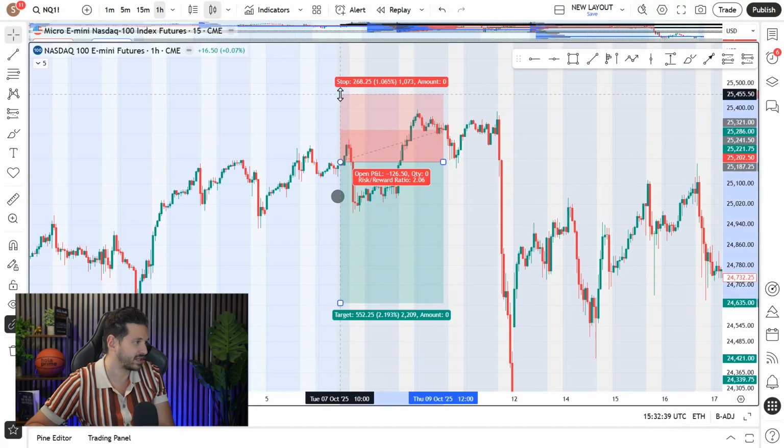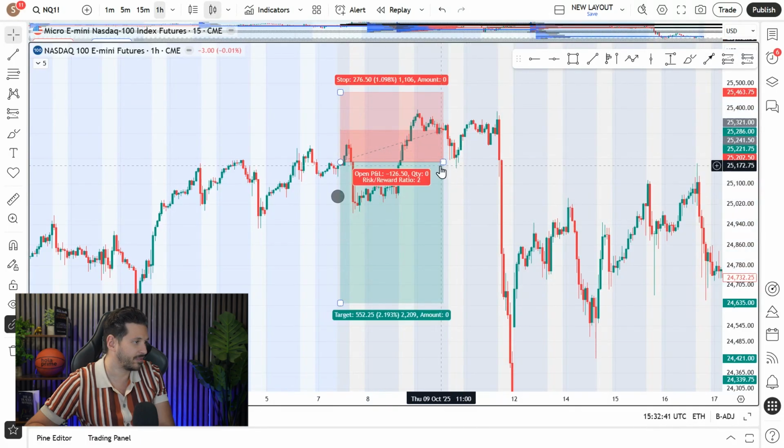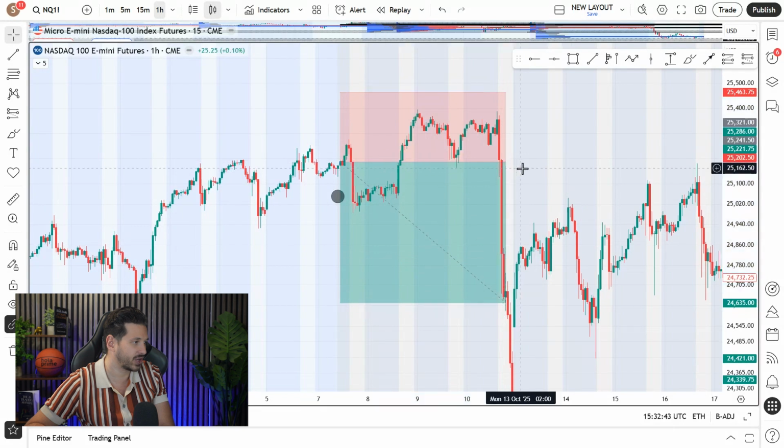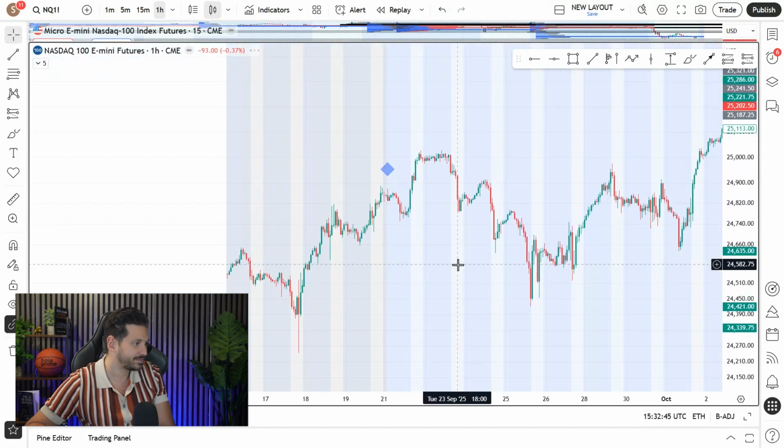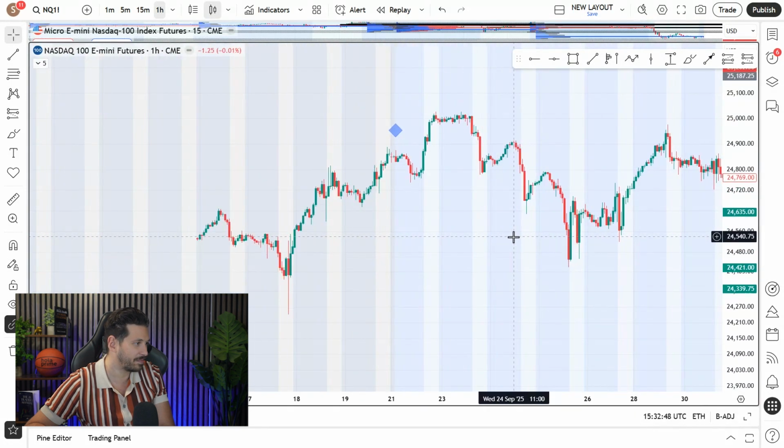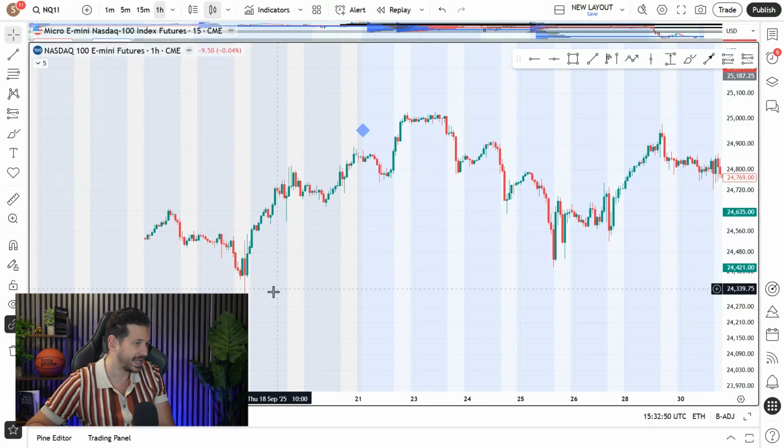Either way, I can see it's fine. That would have been quite a hell of a good trade again. Let's keep going. Okay, so this one might get just about stopped out. Again, it's a short position. Short position here.